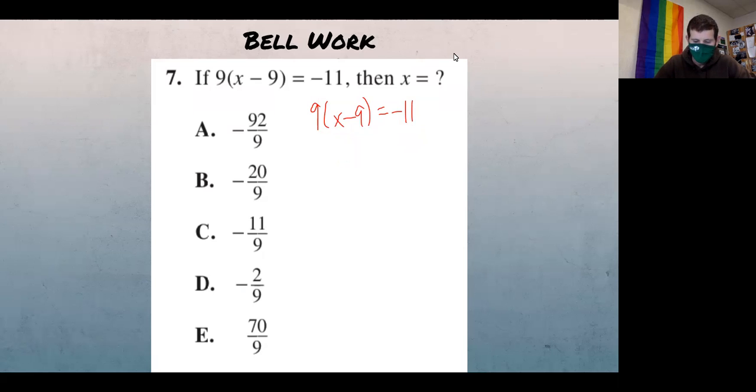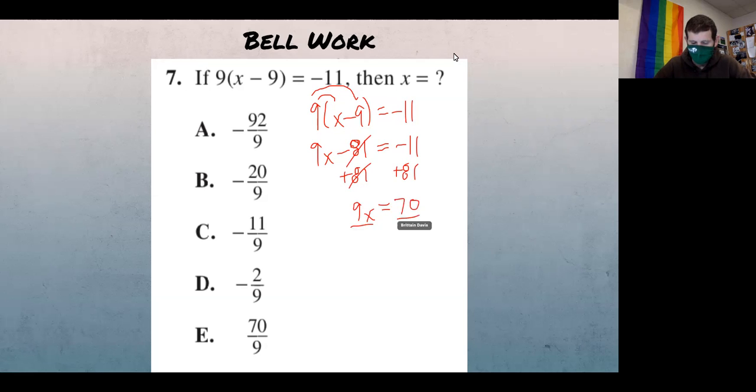Another thing we could do is just go ahead and do the distributive property. So I'm going to do it that way. So 9x minus 81, when I multiply the 9, gives me negative 11. Now I want to add 81 to both sides. Okay, so that cancels out. So 9x on the left is going to equal, that's essentially 81 minus 11, which is 70.